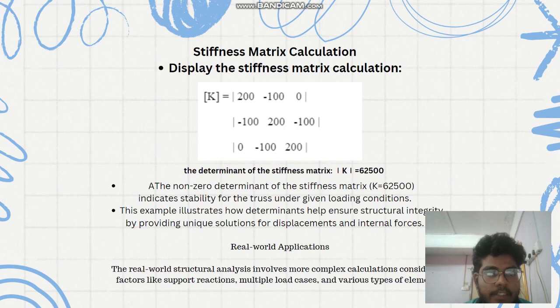This example underscores the importance of determinants in ensuring structural integrity and safety in engineering design. This was a very simple example. In real-life applications, it's important to note that real-world structural analysis involves more complex calculations, considering factors such as support reactions, multiple load cases, and various types of elements. Understanding determinants and their practical application is essential for engineering professionals.